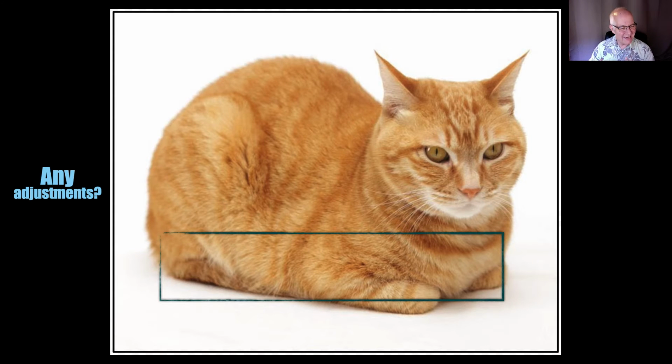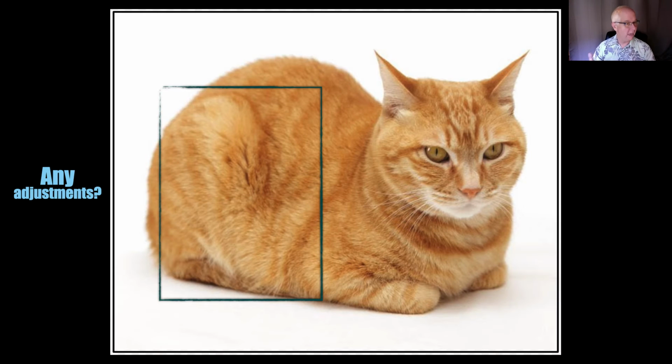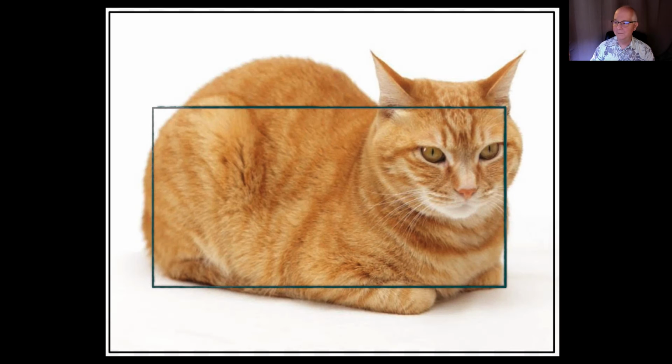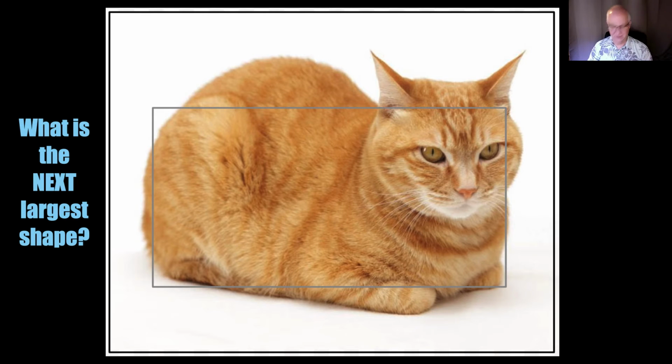And I look at it and I go, I think I should make some adjustments. I think the width is pretty good, but I think that the cat is taller than that. So I'm going to make a taller rectangle. Okay, that's definitely taller, but I think I forgot about the width. I need to make it wider as well. And once I have it about right, now I ask that important next question, right? What's the next largest shape, right?